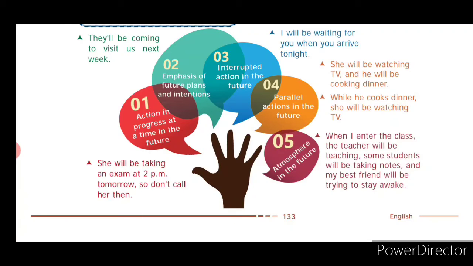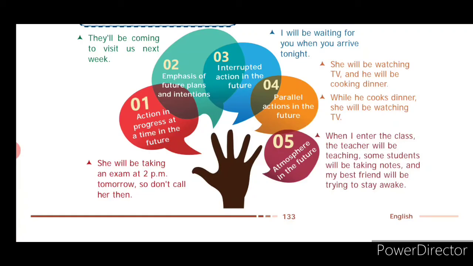Tomorrow, so don't call her then. It's a fixed program. It is fixed that she is going to take her exam by 2 p.m. tomorrow, and so don't call her. So present continuous tense in a simple form. Present continuous tense is used in a fixed or routine event. Then emphasis of future plan and intention.